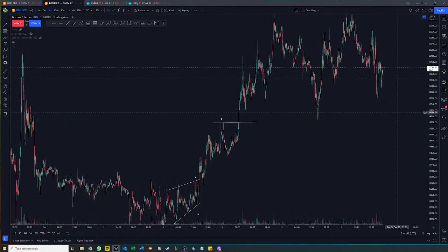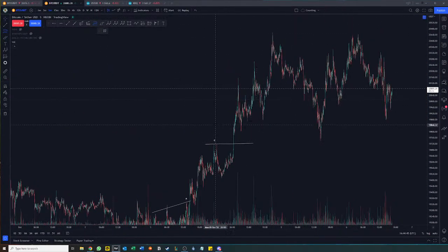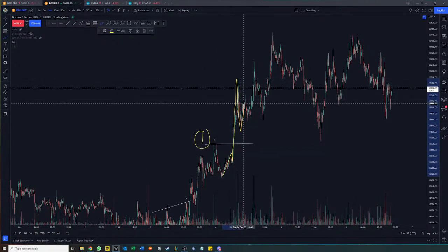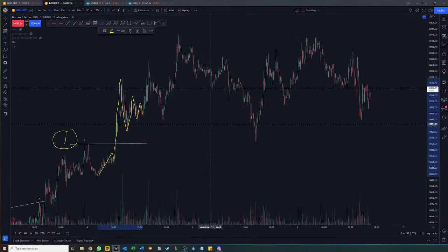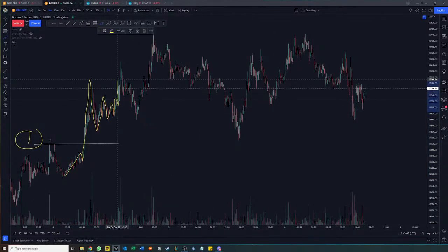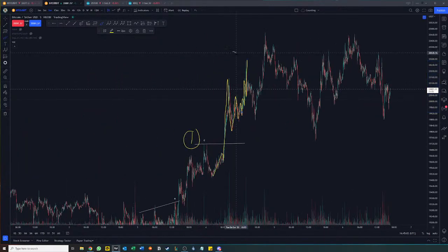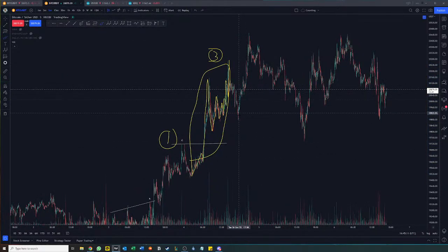And it came out perfectly, where here's one, and here's your leading diagonal, 1, 2, 3, 4 as a triangle, 1, 2, 3, 4, 5, and then 1, 2, 3, 4, 5. Simple. This was an impulse, and then coming down as an ABC, and of course 1, 2, 3, 4, 5, and then probably an extension with a 1, 2, 3, 4, 5.